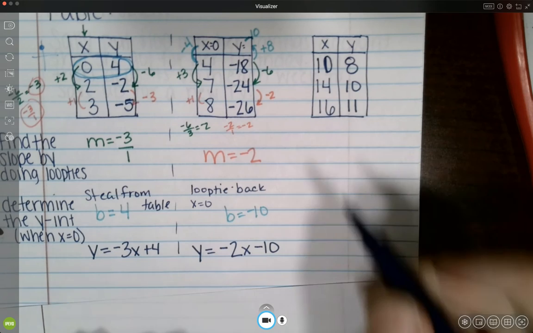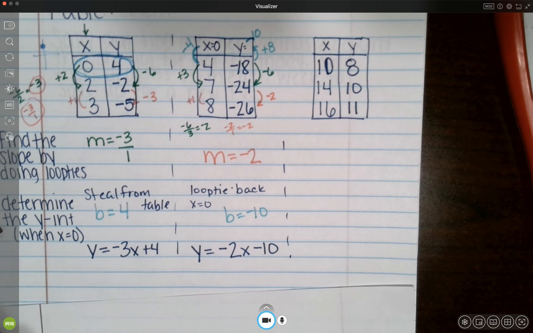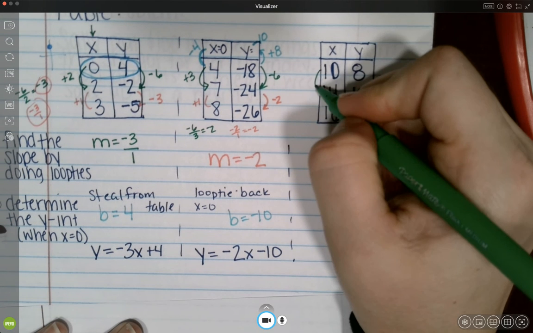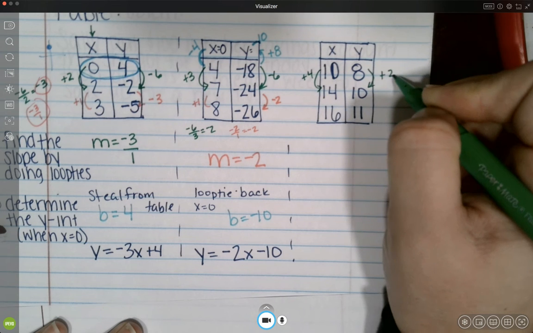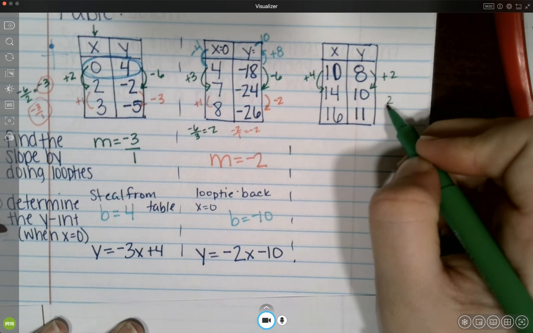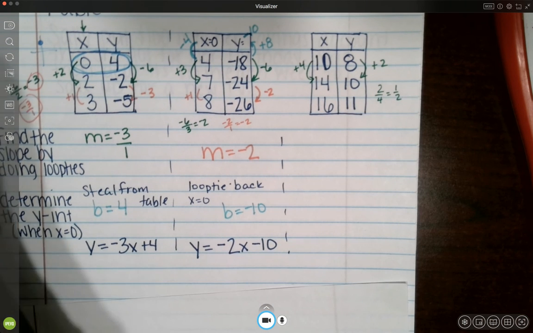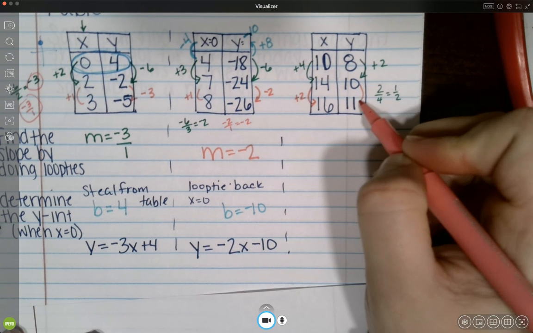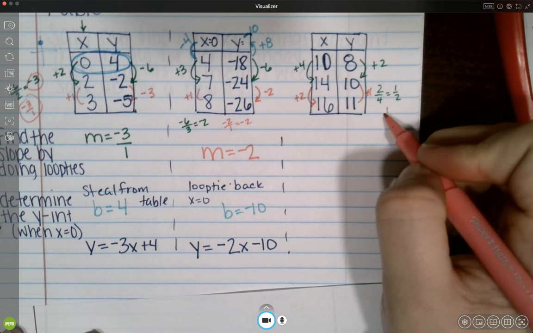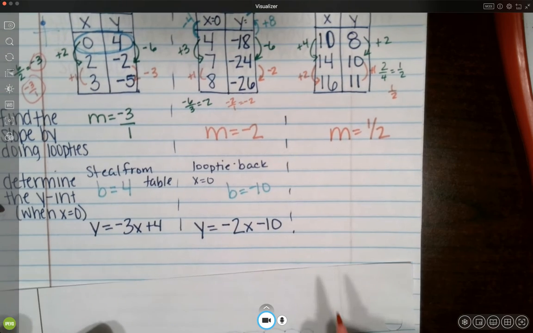My last method that I can do, I'm going to show here. Again, we still have to do our loop d's. Here I added 4, and here I added 2. So we have 2 over 4 equals 1/2. We're going to loop d again. 14 to 16 was plus 2. We have plus 1, and we still have our half. So in this case, m is 1/2.